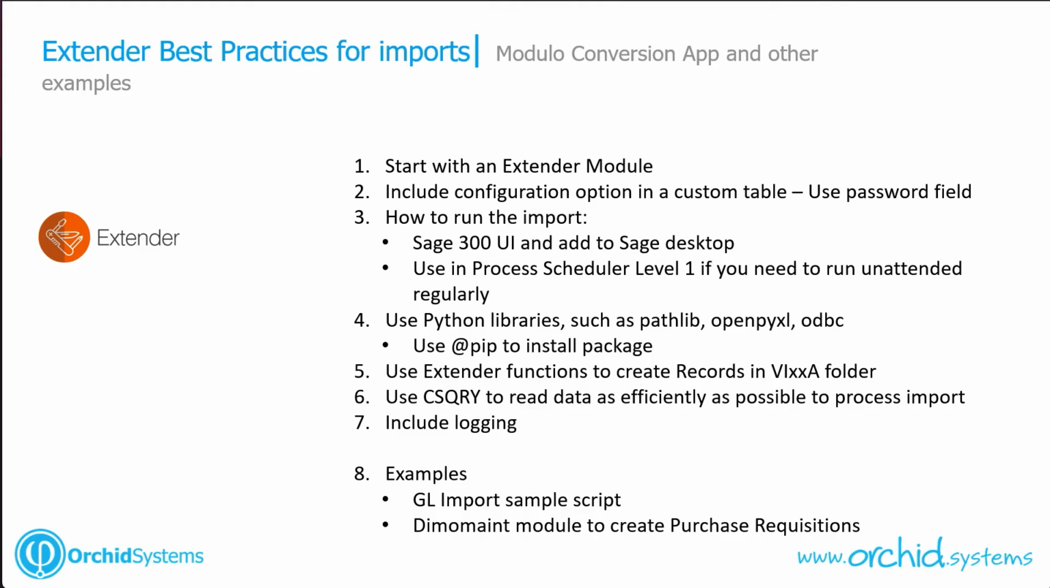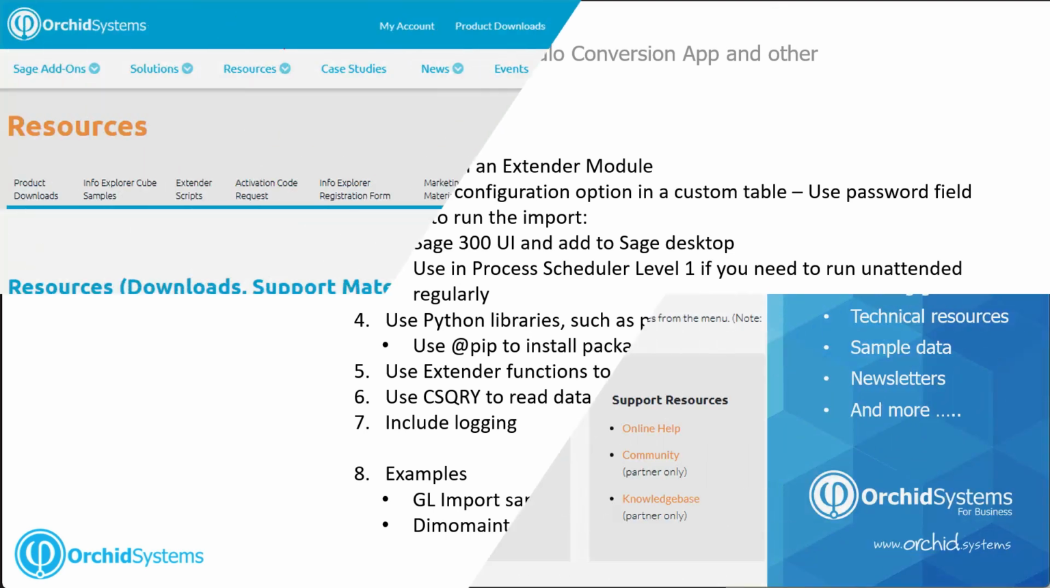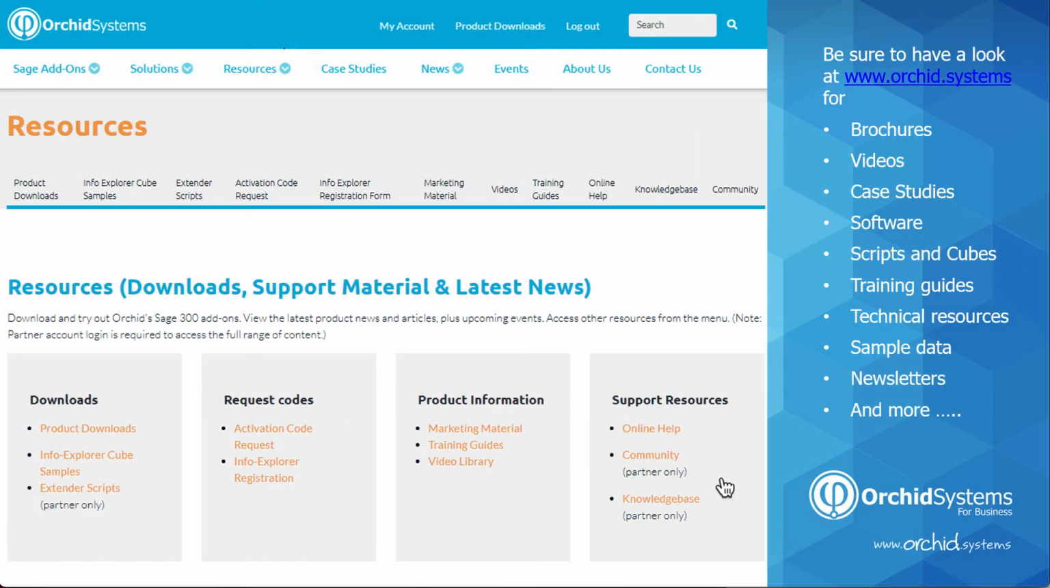So we've looked at some best practice examples for imports. Most of what we've discussed here today in the context of import is built on resources that are available on the Orchid website. When you're logged in to the website as a business partner, you have access to all these resources, in particular the Extender sample scripts, product downloads that you're familiar with, our video libraries, our training guides, and the online help.